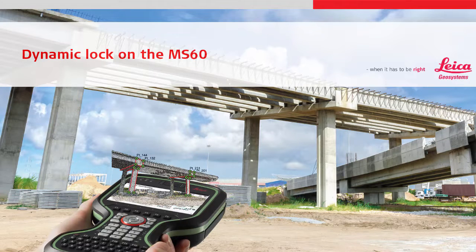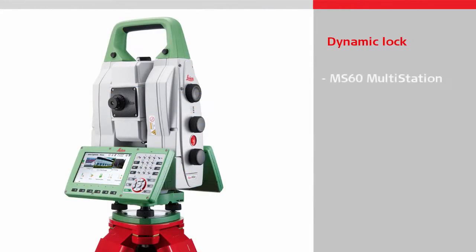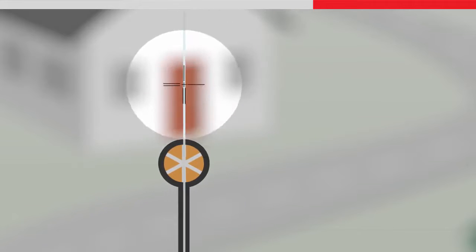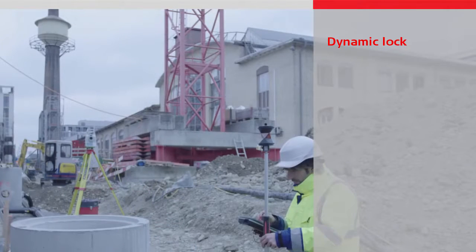This video will give an overview of the dynamic lock functionality found on MS60 MultiStations. Dynamic lock enables MS60 to rapidly locate and lock onto a reflective target, even if the instrument and/or target is moving. Being able to lock to a target while still moving can save an enormous amount of time and money.